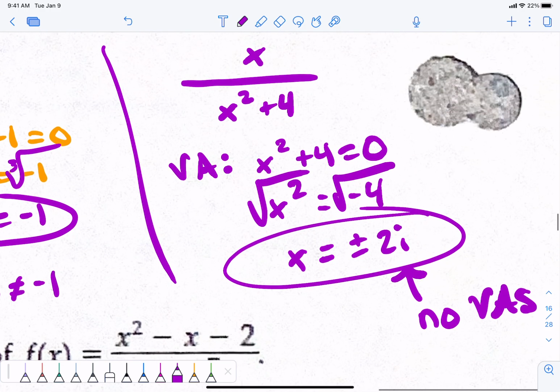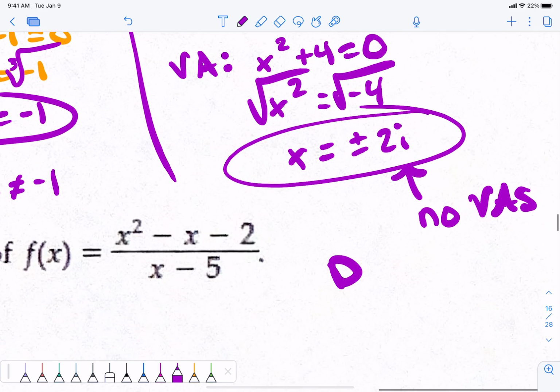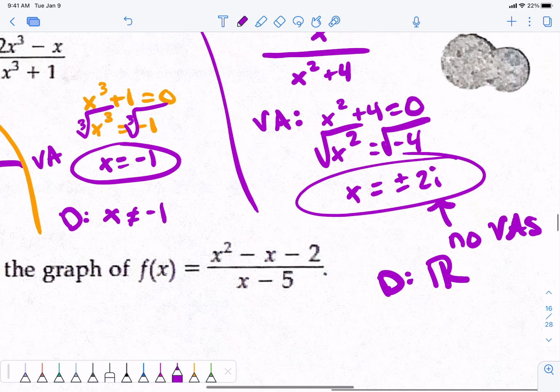Okay, what about domain? Your domain is all reals. I can plug in anything I want to, right? We're adding 4, we're not subtracting 4. So any number I plug in will never give me 0 on the bottom. So domain is going to be all reals. What's it going to look like then?